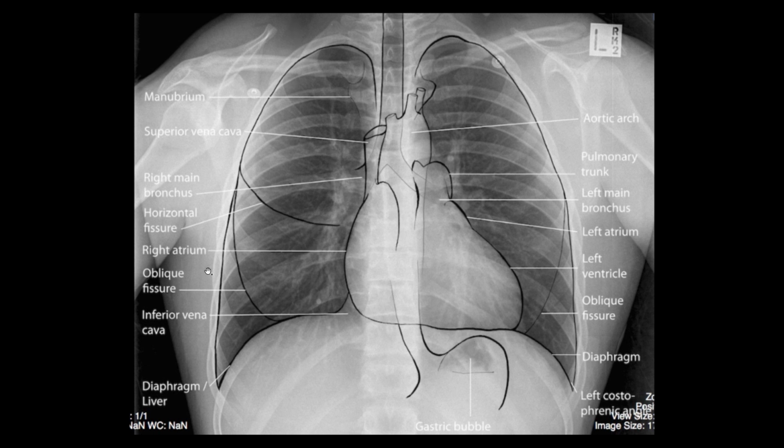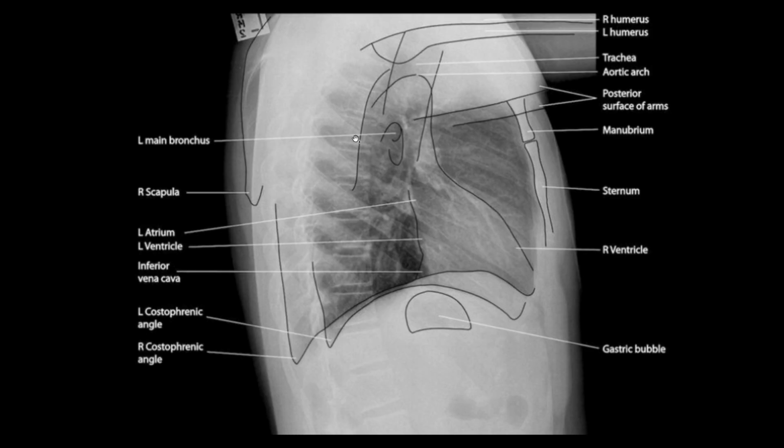Here's the normal anatomy on X-ray. So the trachea, midline, relative to the spinous processes and the clavicles, lung fields, cardiac silhouette, diaphragm, extras. And here it is from the side.